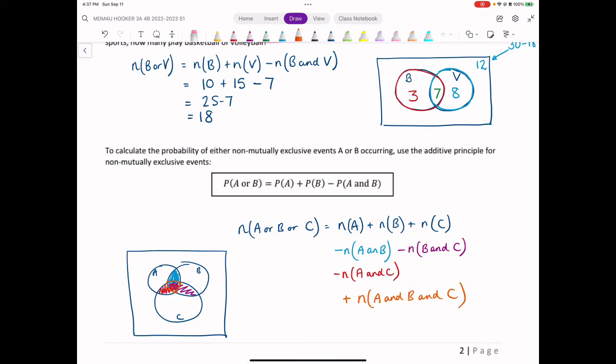So that's probably as complicated as it's going to get in this course, but just bear that in mind. The formula, when you're expanding it for 3 events, is going to change ever so slightly, okay? So good luck with your homework, and see you next lesson.